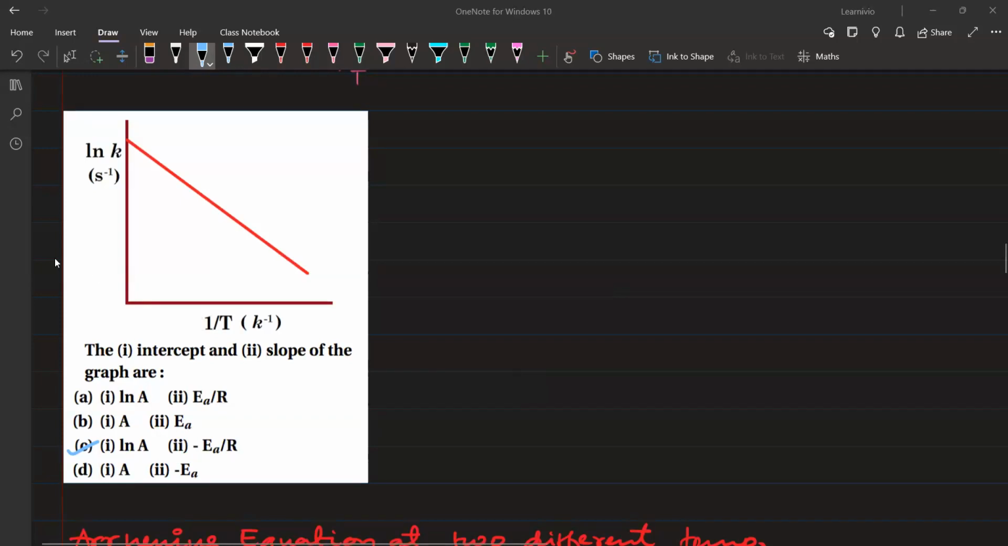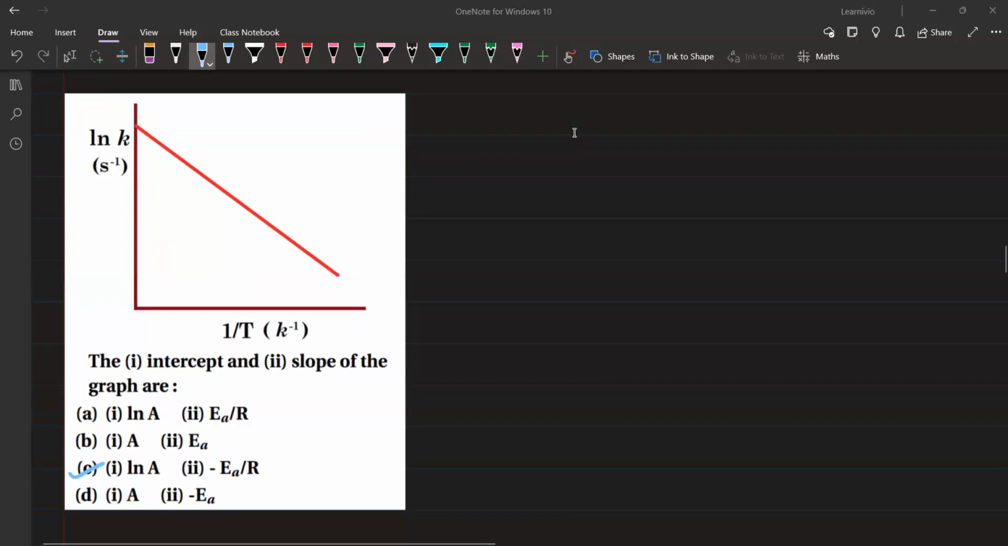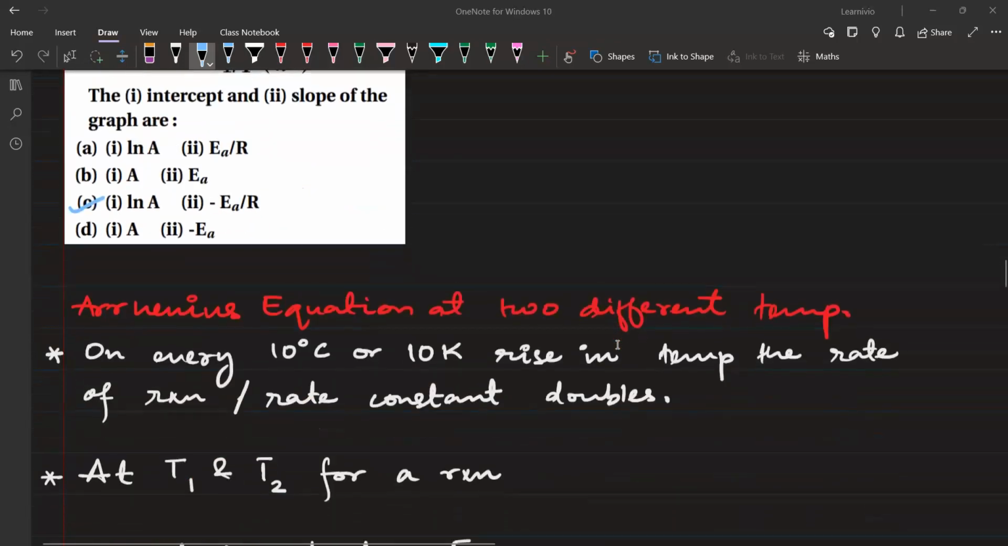Now, next important topic is Arrhenius equation at two different temperatures. इससे आपके पास न्यूमेरिकल्स आने की संभावना काफी ज्यादा है, ठीक है. So this is a topic that you cannot ignore. यहाँ से आपके पास जो बड़े न्यूमेरिकल्स हैं, 3 मार्क्स के, 5 मार्क्स के इंडिविजुअल न्यूमेरिकल्स, यहाँ से आ सकते हैं, even in the 4 marks sector.